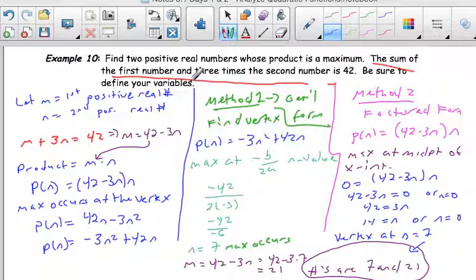One last thing that we could be asked would be to find the maximum product. We're not asked that here, but if we were, the maximum product would be 7 times 21, which is 147. So I'll squeeze that in over here. If we were asked, the maximum product is 7 times 21, which is 147.